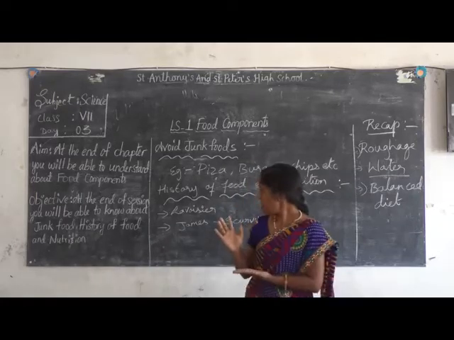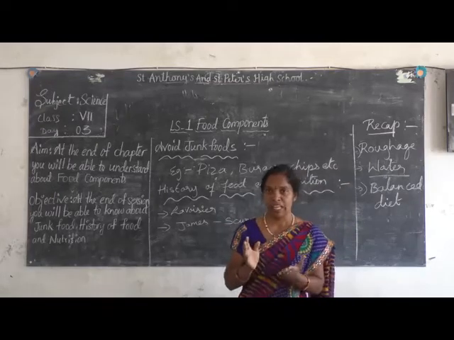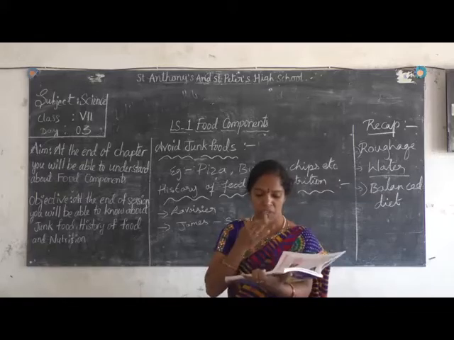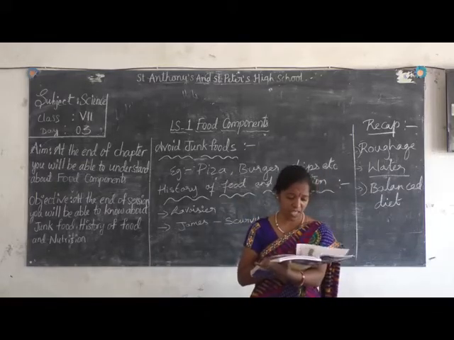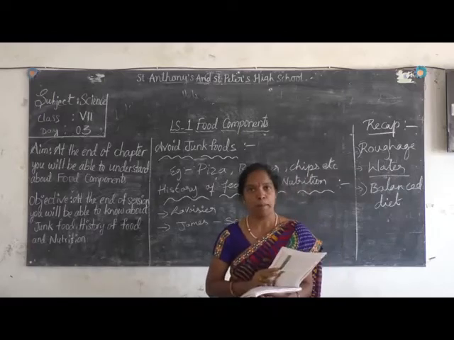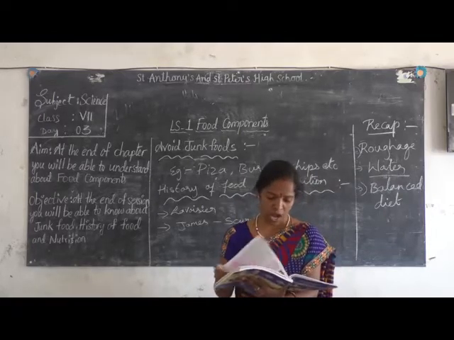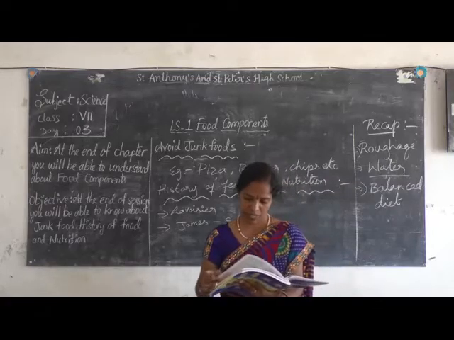Okay, now a small recapitulation. Overall, what we discussed completely in this chapter is about the food components, fiber, water, balanced diet and avoiding eating junk food. Now it is assessment time.